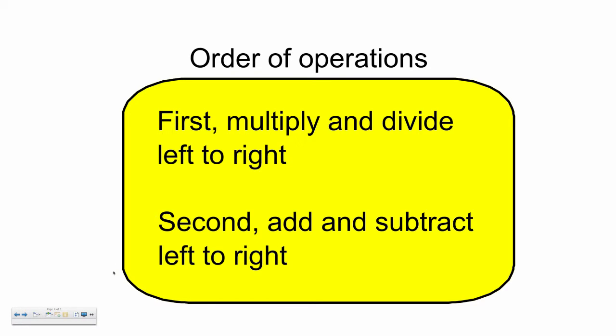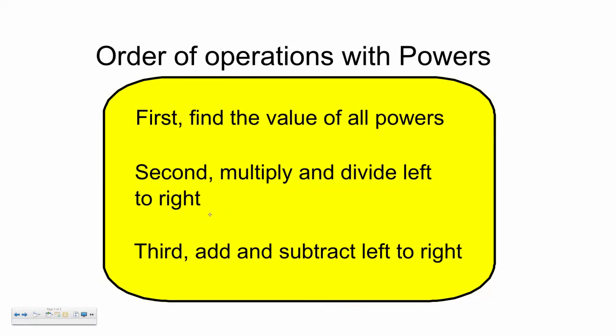In this lesson, we're going to add in this idea of powers that we covered in lesson 2 into the order of operations. So when we solve an order of operations problem with powers, instead of doing the multiply and divide first, we start by finding the value of all the powers. So we go through the problem, identify all the parts of the expression that have powers, and find the value of those powers. Then we continue on like we did before, and we multiply and divide left to right, and finally add and subtract left to right.